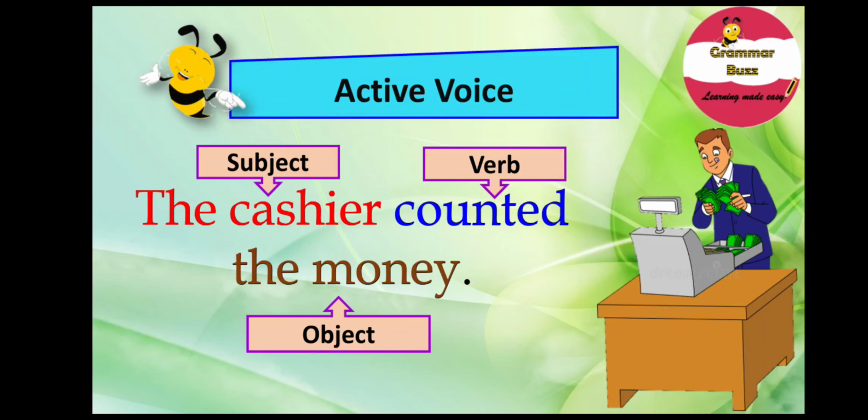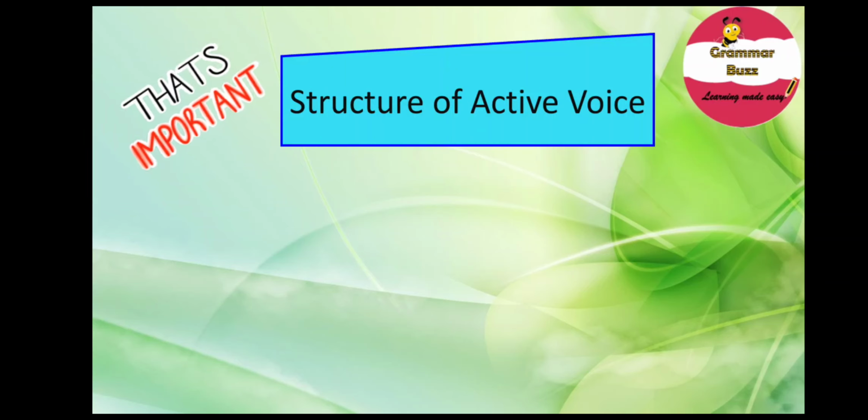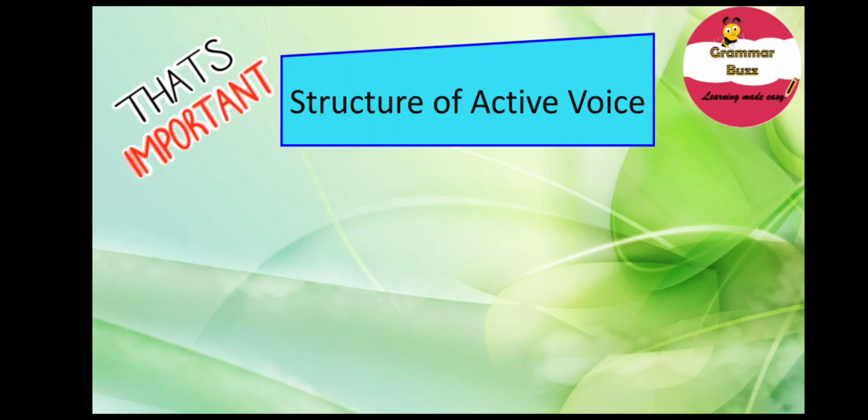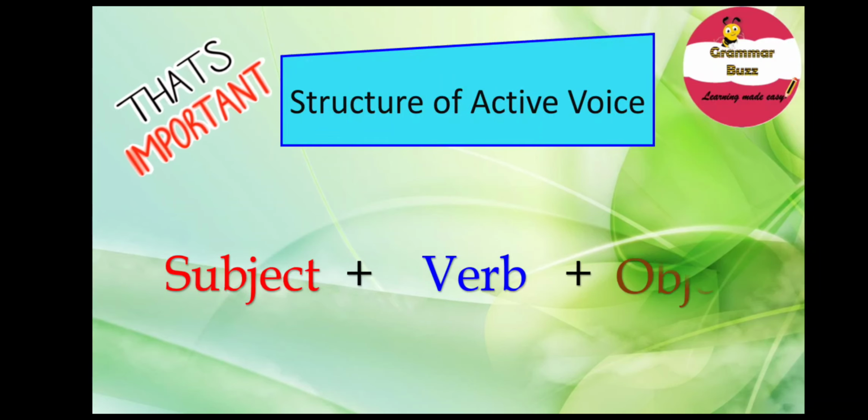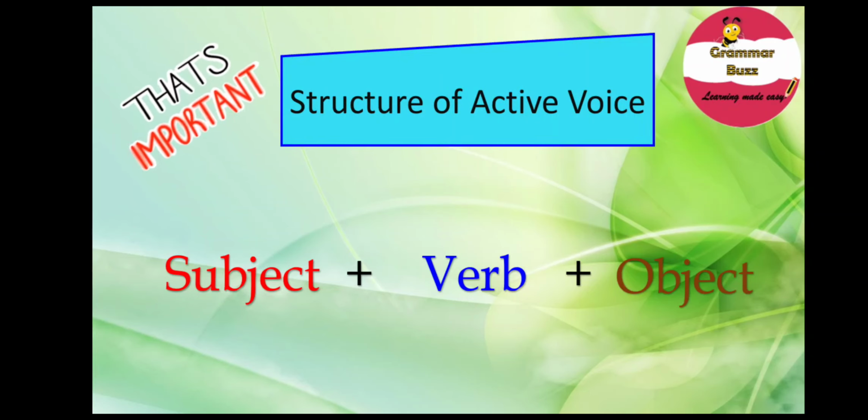Now, let us try to understand the structure of active voice, and that's important. The structure of active voice. What is the structure of an active voice sentence? Well, it is quite simple. It is just the subject plus the verb plus the object. Note, the two sentences that we just did in our example have the basic active voice construction or structure, that is subject, verb and then the object. It's important for you to remember this structure properly.